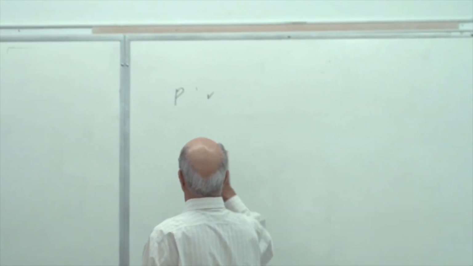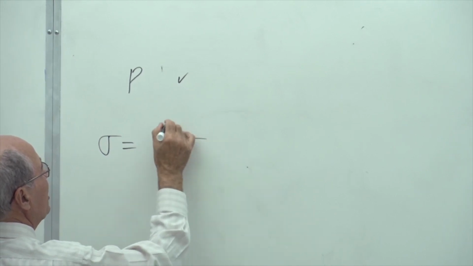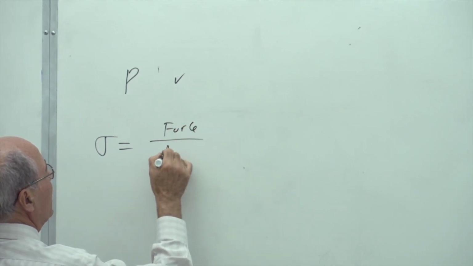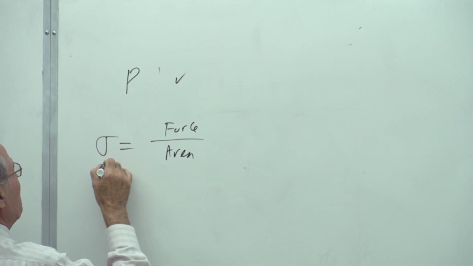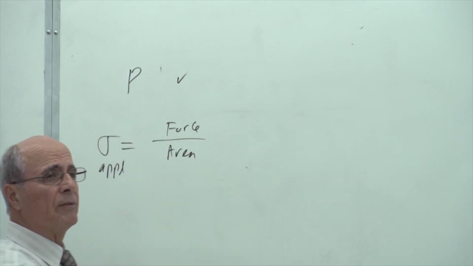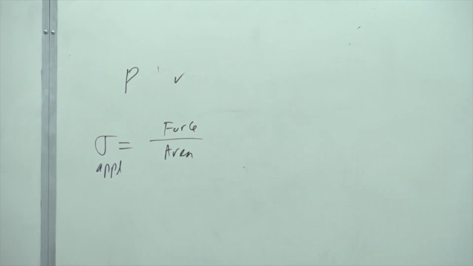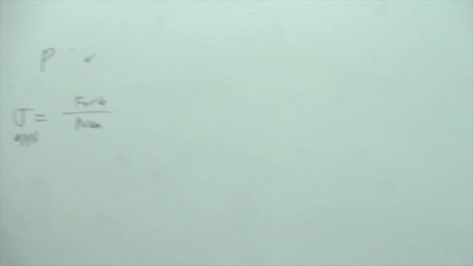Nevertheless, sometimes we give you the P. Of course, when the P is given, you can calculate the sigma. Sigma equal to force over area, which we call sigma applied. When force is given, you put it there, you have the area, you get that much sigma. Then, as I said last time, this is a repeat: the material has certain strength.